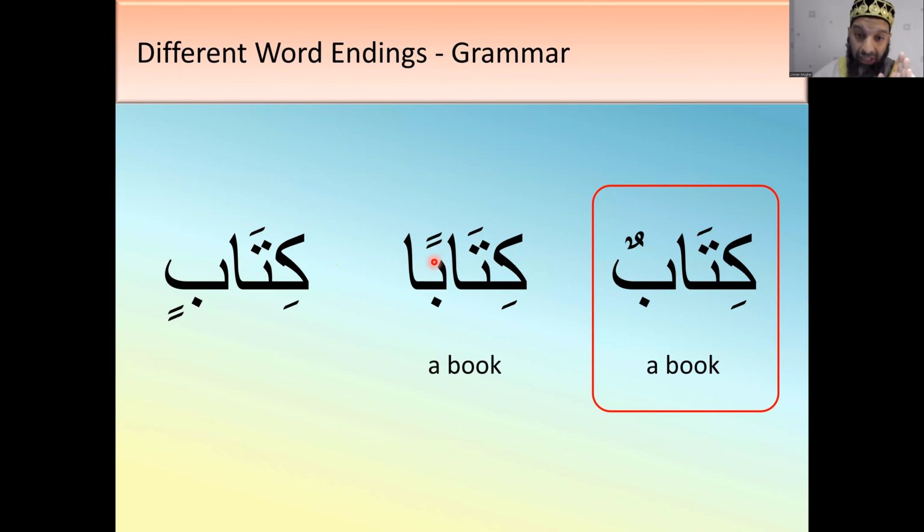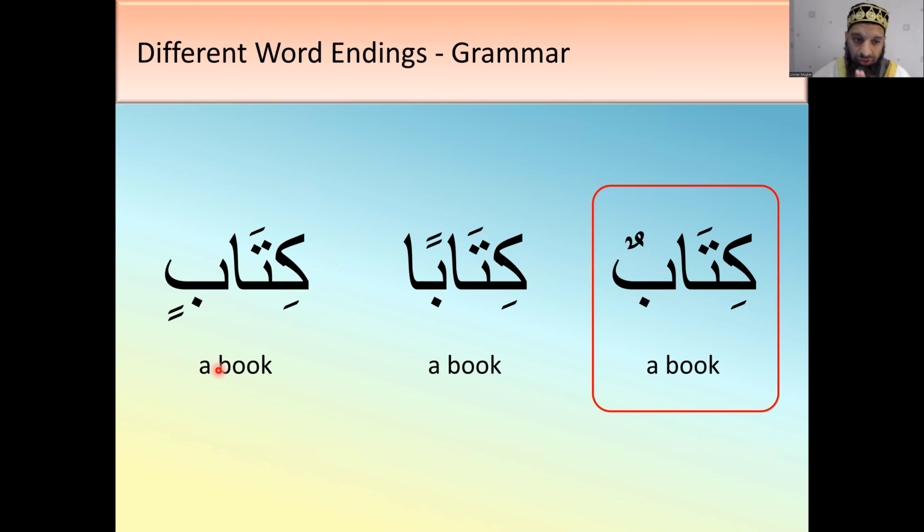Kitaban also means a book. This is the take-home message from this one. Kitabin also means a book. So whichever case the word is in, if it's in a double dhamma ending case, or a double fatha ending case, or a double kasra ending, the meaning of the word doesn't change. The meaning of the word is still the same. So if I say masjidun, masjidan, masjidin, it still means a masjid. Are we happy with that?